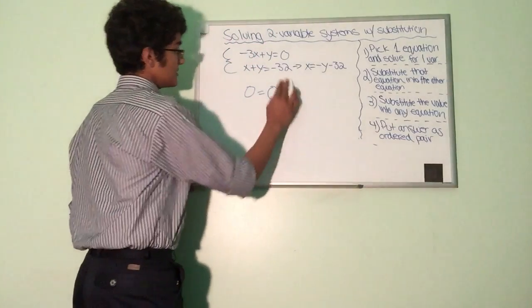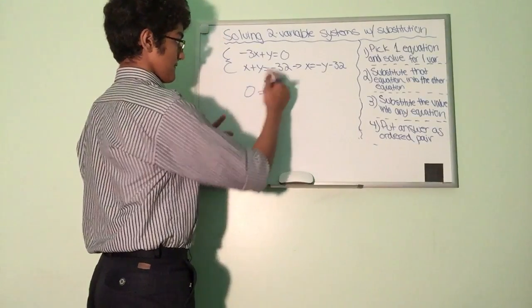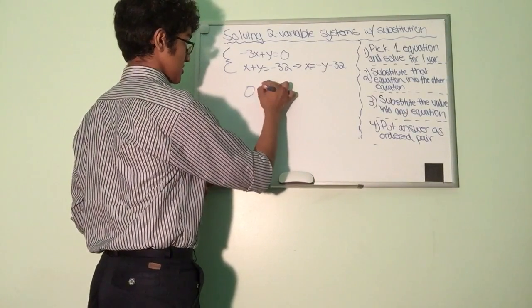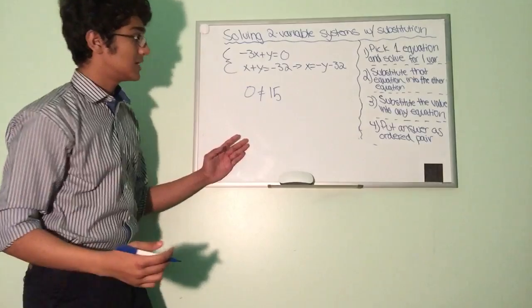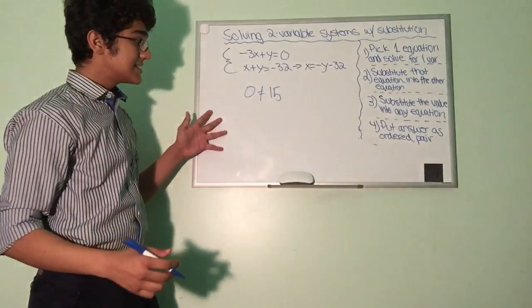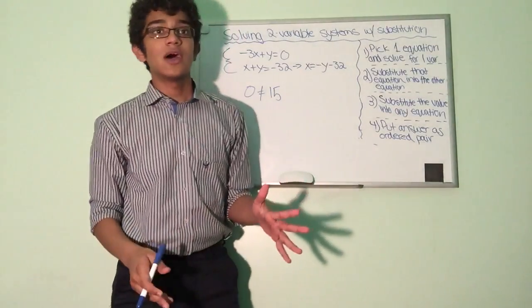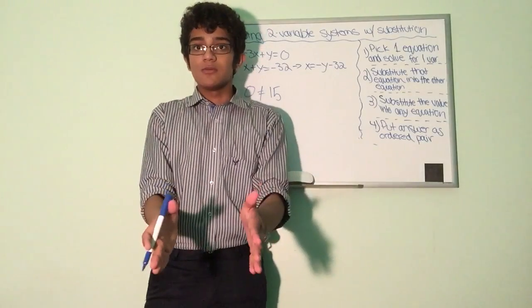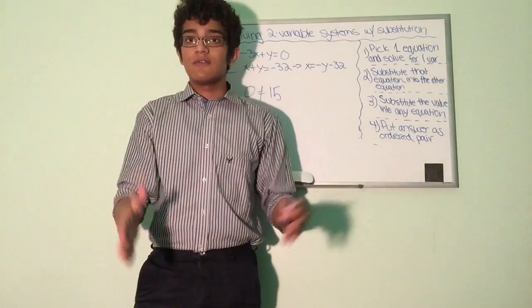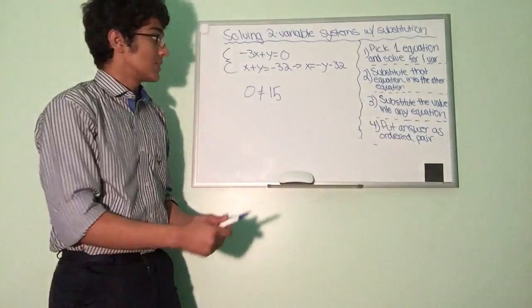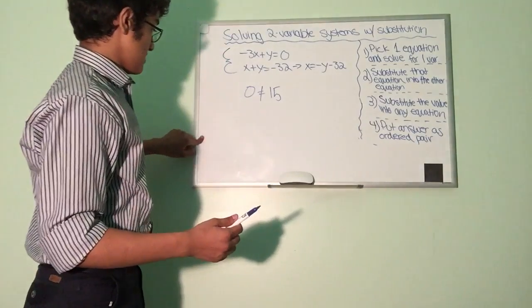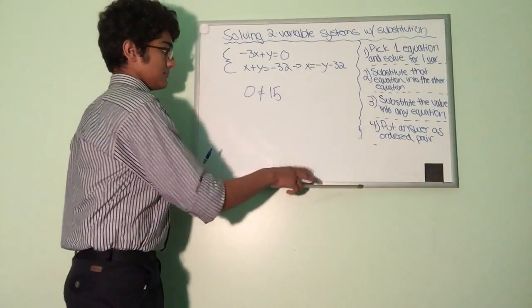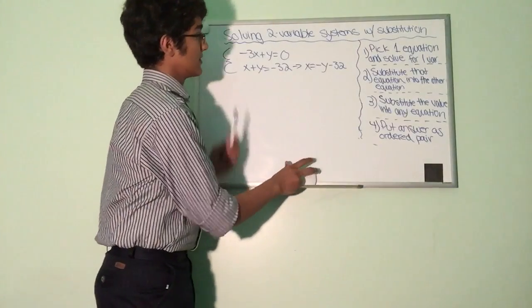But suppose you have something like 0 equals 15. Well, 0 does not equal 15, so your answer would be no solution. And in this case, that means that you have two lines that are parallel. That means they never ever intersect each other. And in that case, the answer would be no solution. And yep, this is how you solve two variable systems.